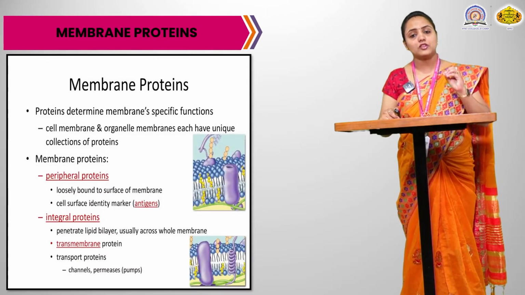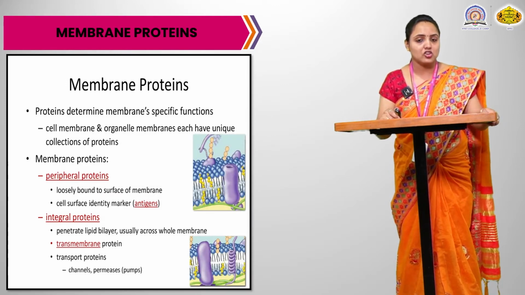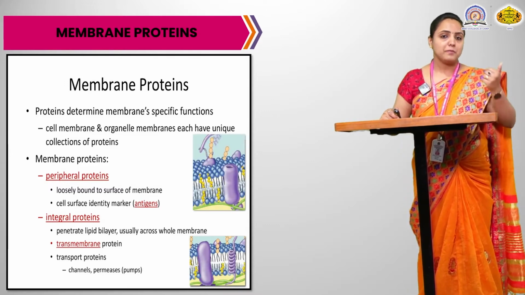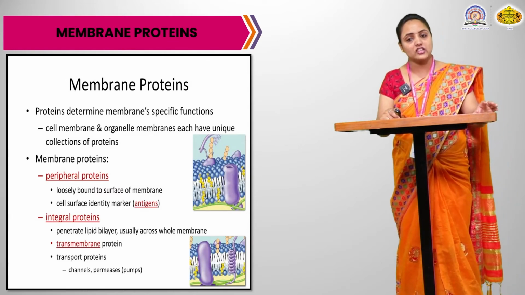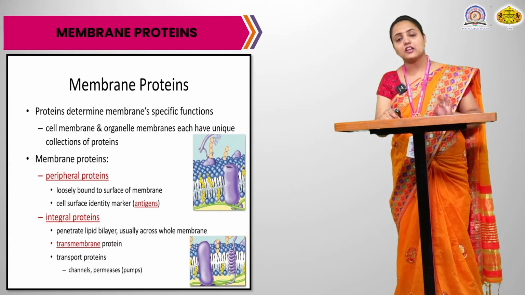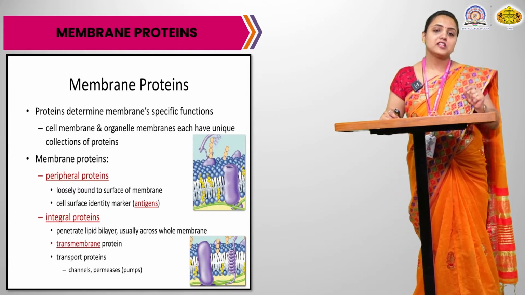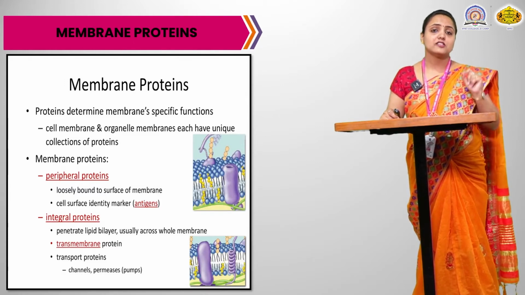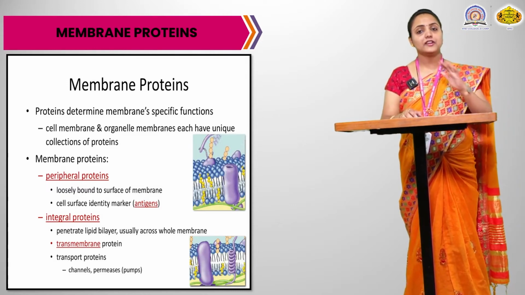Now we are going to talk about the membrane proteins. Proteins determine the membrane-specific function. So the cell membrane and cell organelles have a unique collection. We have already seen the peripheral and the integral proteins. Peripheral proteins are loosely bound on the cell membrane, or attached to the cell surface, and are also called antigens. When any antigen, causative agent or pathogen enters your body, on the basis of the peripheral protein it is detected by your body as the antigen, or as foreign material which has penetrated inside your body.